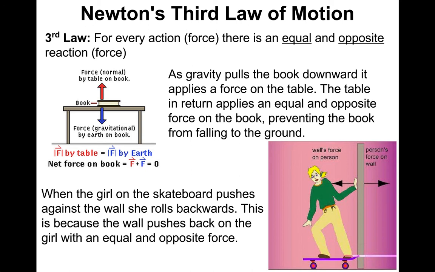Let's talk about Newton's third law. For every action or force, there is an equal and opposite reaction or force. This concept tends to be one of the most abstract concepts that we deal with. So if you have a book on a table, gravity is pushing down on the book, and the table is pushing up with an equal and opposite force on the book, preventing it from falling all the way to the floor. So gravity is pushing down on the book, keeping it from flying into space, and the table is pushing up on the book with the same amount of force, preventing the book from falling any further, falling through the table.